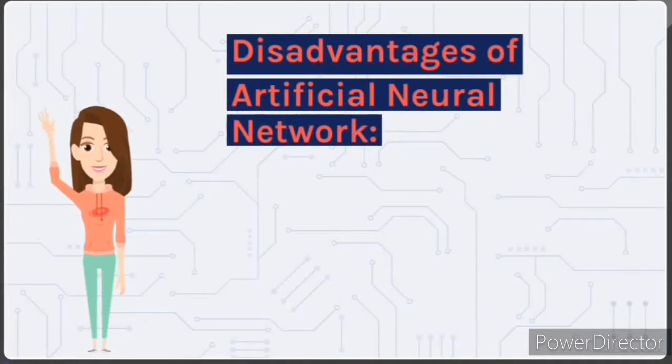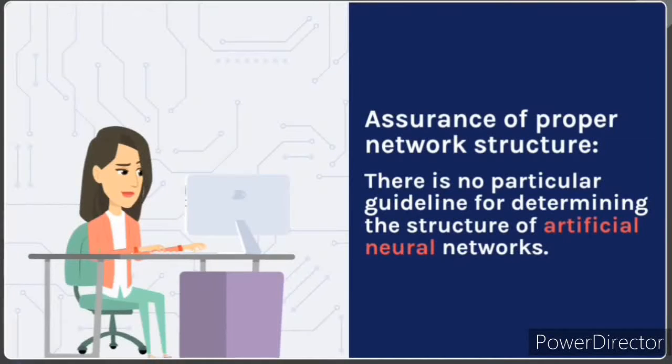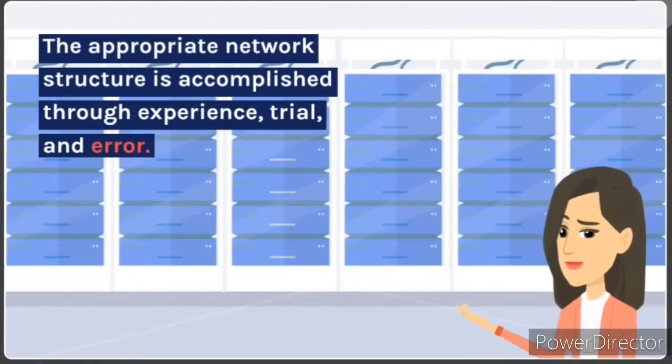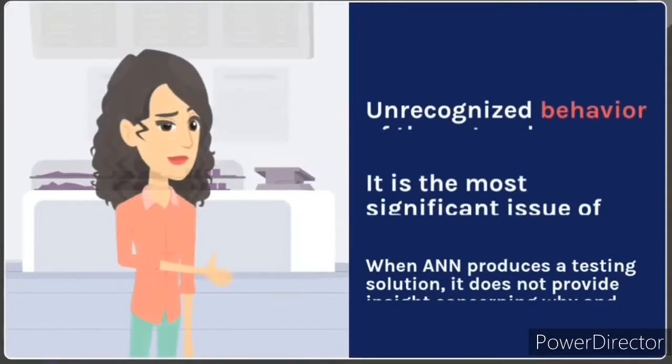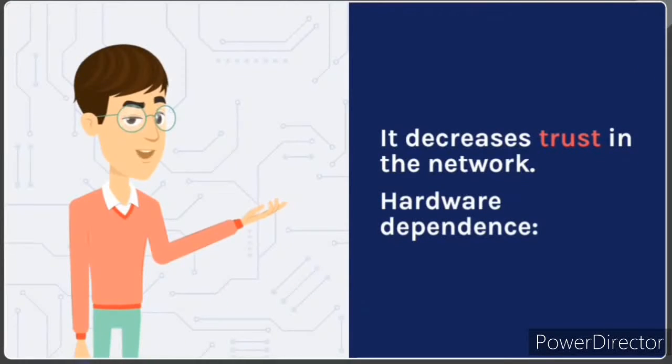Disadvantages of artificial neural network. Assurance of proper network structure. There is no particular guideline for determining the structure of artificial neural networks. The appropriate network structure is accomplished through experience, trial, and error. Unrecognized behavior of the network. It is the most significant issue of ANN. When ANN produces a testing solution, it does not provide insight concerning why and how. It decreases trust in the network.